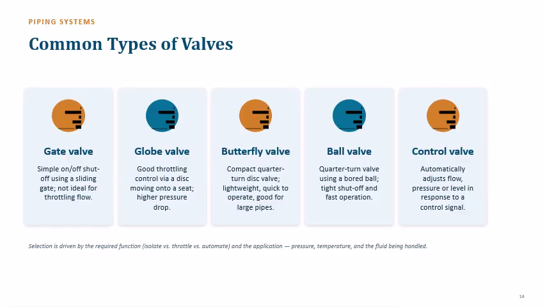Then the butterfly valve is a compact quarter-turn disc valve. It is lightweight, quick to operate and also good for large pipes. The ball valve is a quarter-turn valve using a ball, giving tight shut-off and fast operation. Next is the control valve, which automatically adjusts the flow, pressure or level in response to control signals.